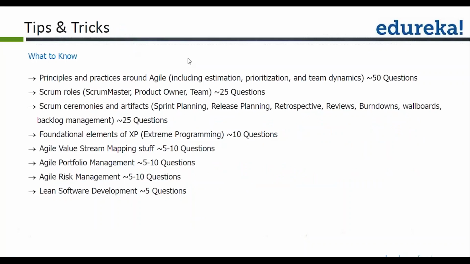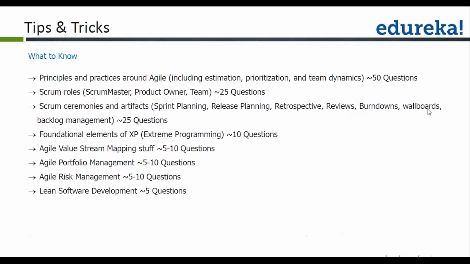Some tips and tricks from the exam perspective. Generally this is what has been the trend. You get approximately 50 questions on principles and practices around Agile, including estimation, prioritization, and team dynamics. There are around 25 questions related to the roles in a Scrum team, like who is a Scrum Master, who is a product owner, what is the team, and what are the roles and responsibilities for each of these roles.